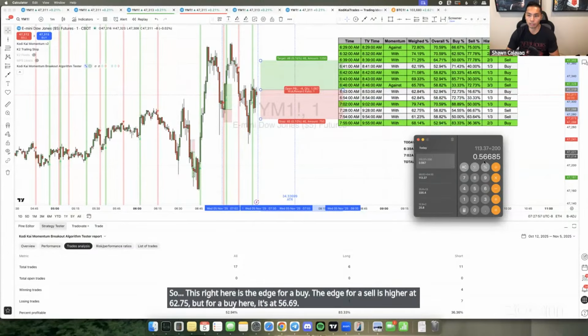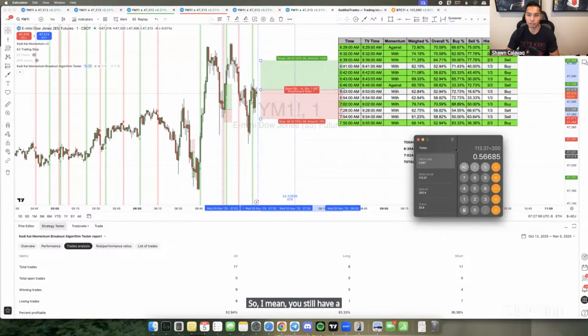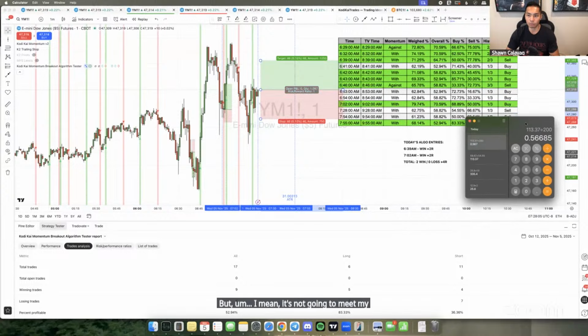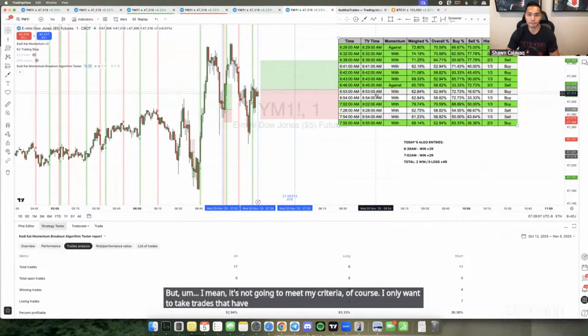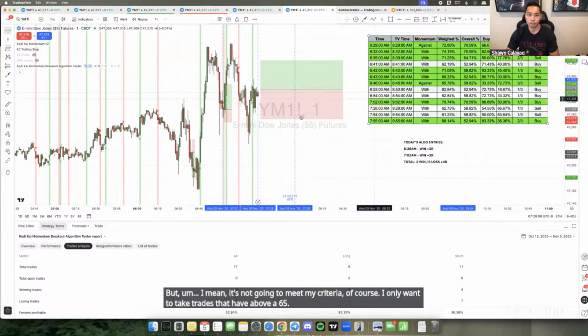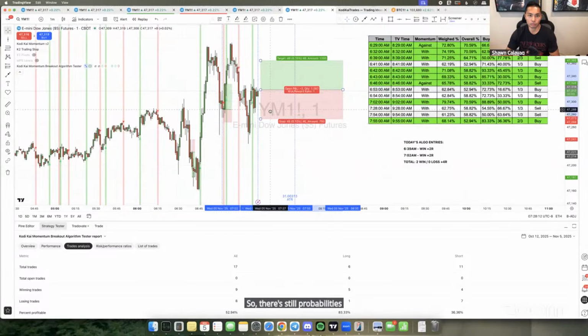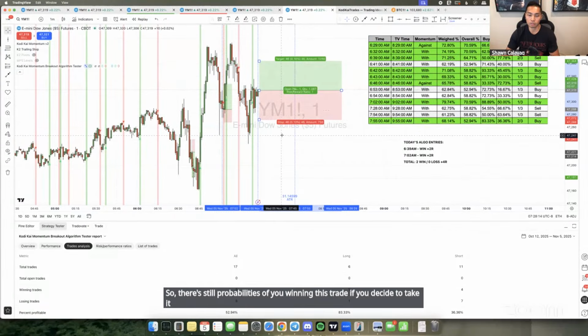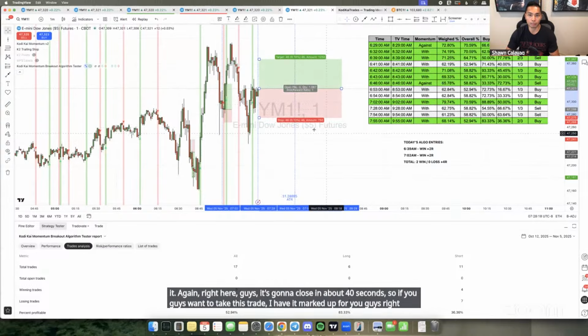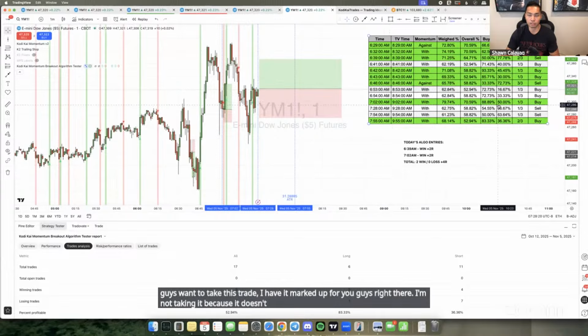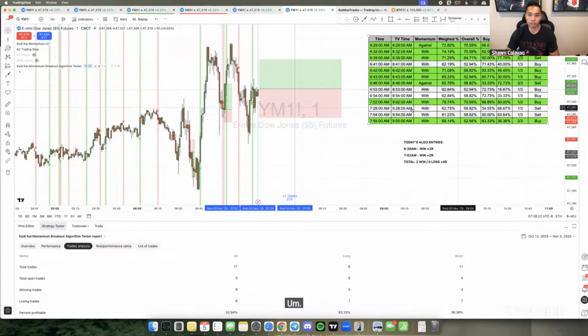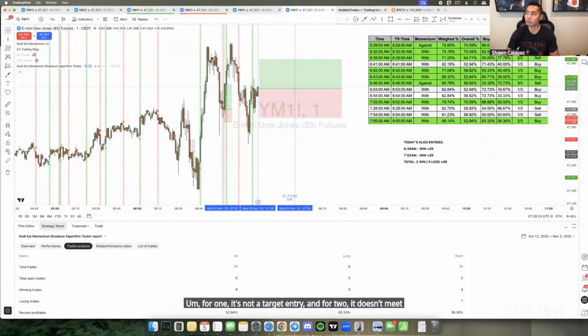So, I mean, you still have a 6 to 7 point edge here if you want to take it for a buy. But it's not going to meet my criteria, of course. I only want to take trades that have above a 65. So there's still probabilities of you winning this trade if you decide to take it. Again, right here, guys, it's going to close in about 40 seconds. So if you guys want to take this trade, I have it marked up for you guys right there. I'm not taking it because it doesn't meet my criteria. For one, it's not a target entry, and for two, it doesn't meet my criteria.